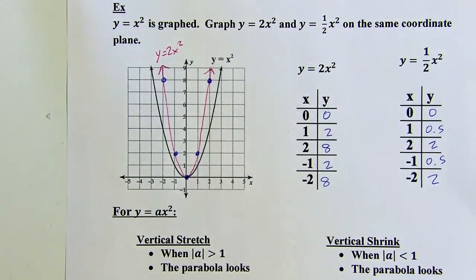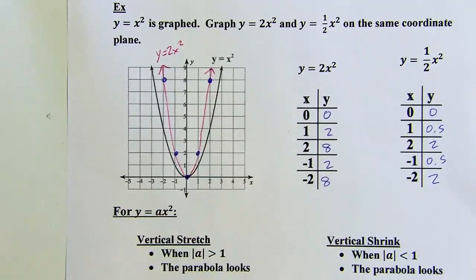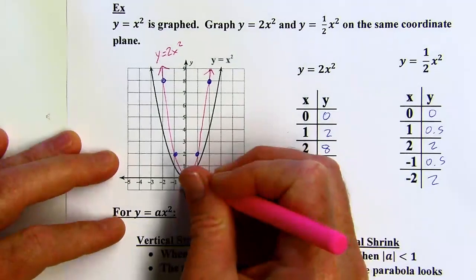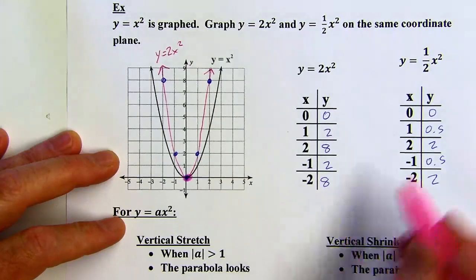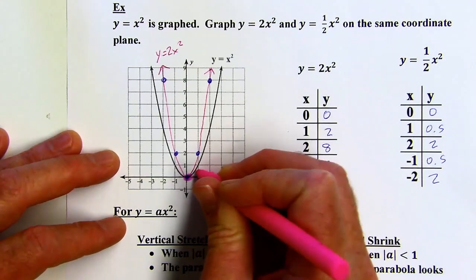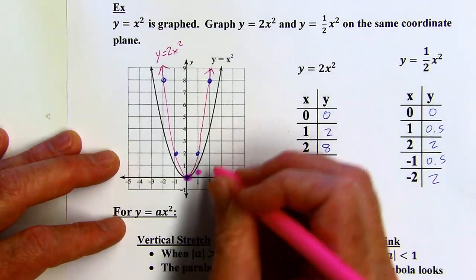Okay? All right, let's plot these. I'll use a different color here. Let me use a highlighter here. So 0, 0. And then I've got 1, 0.5. That's something like that. And 2, 2.